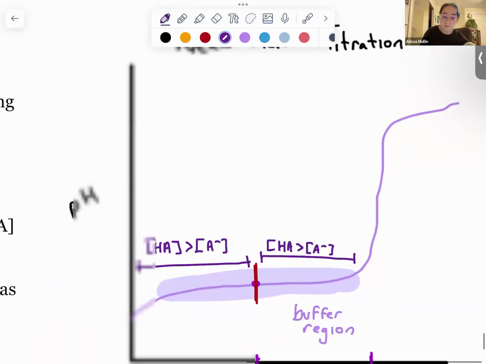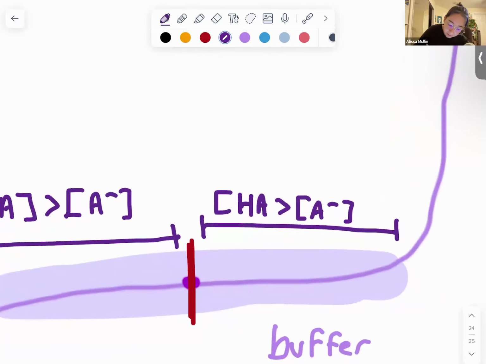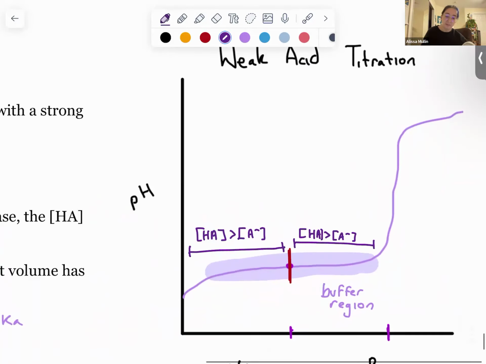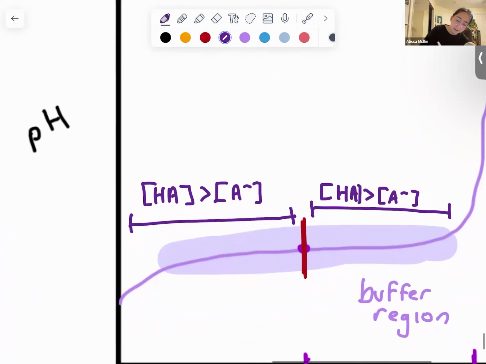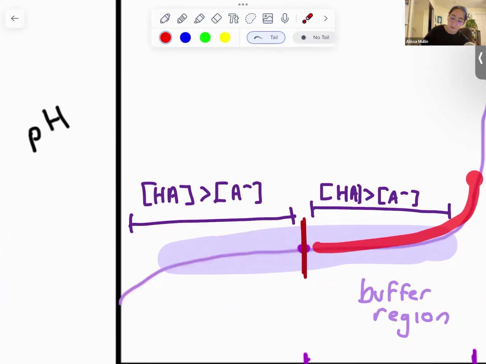And after we get to our equivalence point, we're not going to have any of that original acid anymore. So again, to reiterate, this is at a pH lower than pKa. This is at a pH higher than pKa.